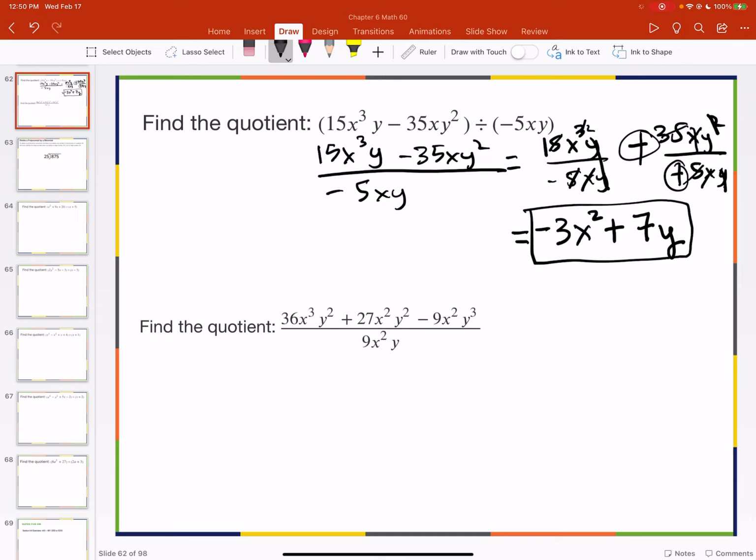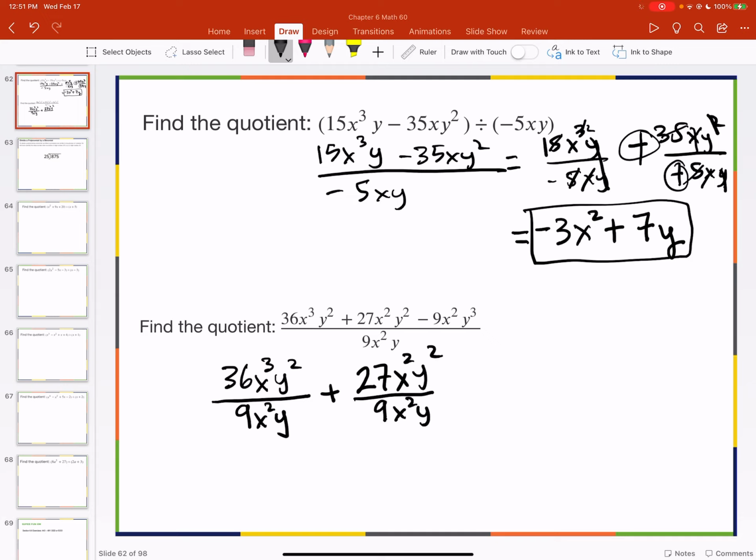Now, how about this fun looking one? So we have 36x cubed y squared over 9x squared y. So this is the thing about math. If you know the process, you just go through the process. Don't worry about all fractions and all of this. Oh my gosh, it's so scary. It's not that scary. It's just that you have to know what to do in each case. And that's all. Okay, so we're dividing everything by 9x squared y. Okay, great. So we rewrote it.